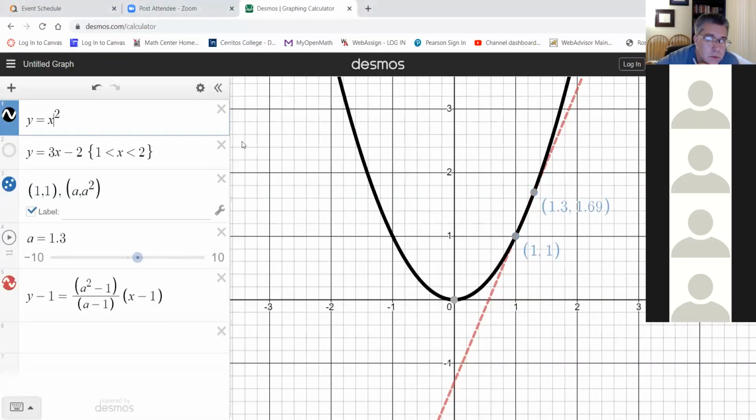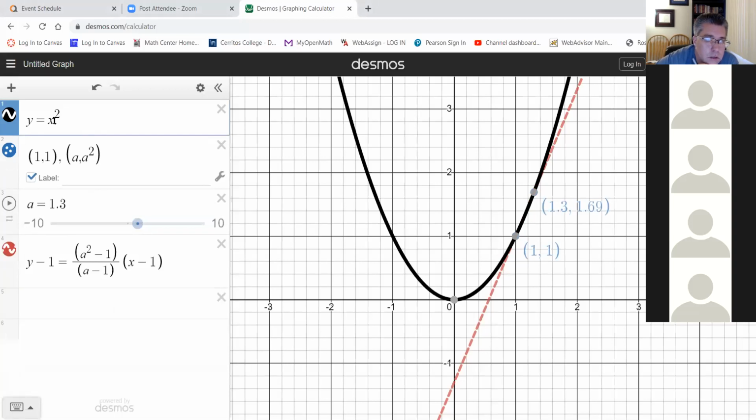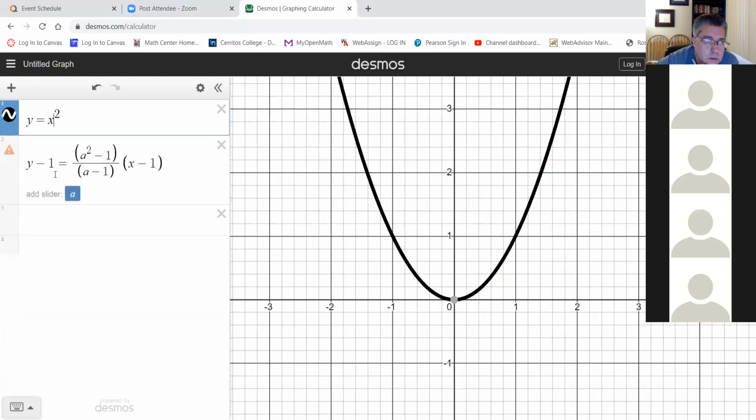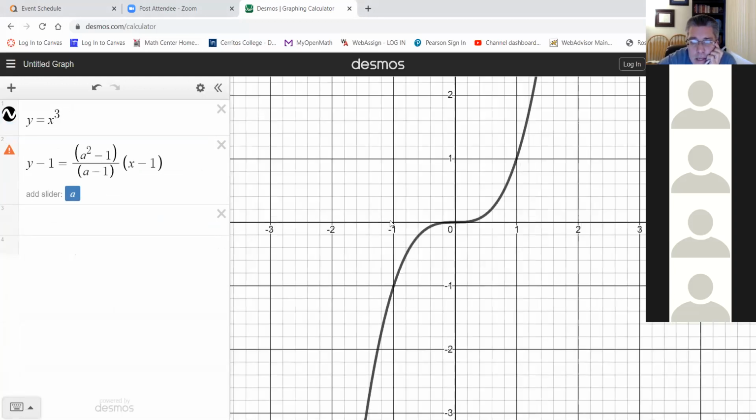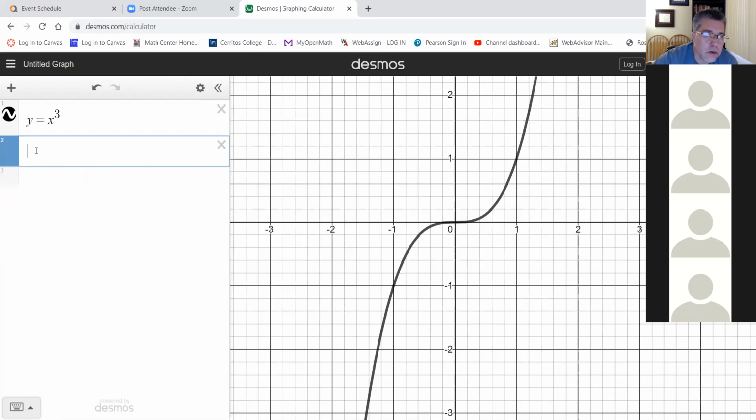Let's put in x cubed this time. Let's get rid of these guys here. Let's put in x cubed, and then put in a cubed here. Okay, and we have this guy here, right? So it's saying that at -1, the slope is 3, right? The slope is 3. Let's see if that's true.